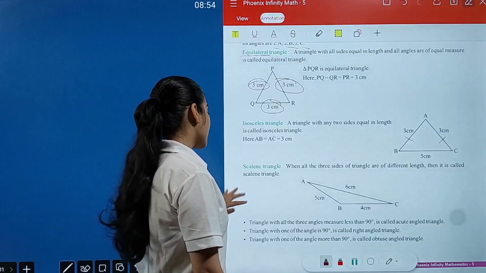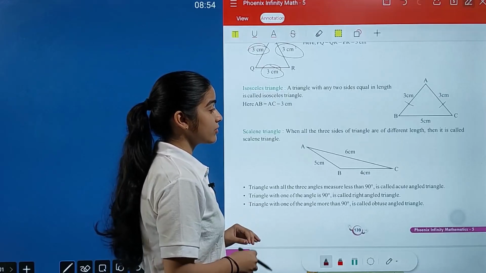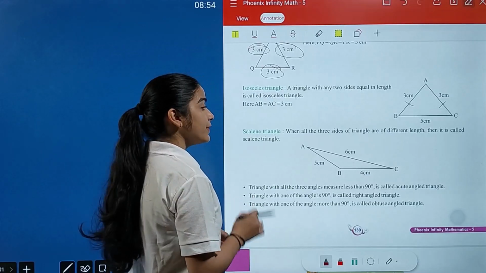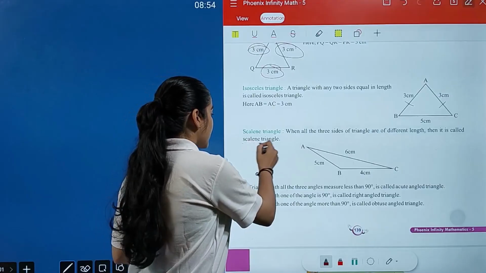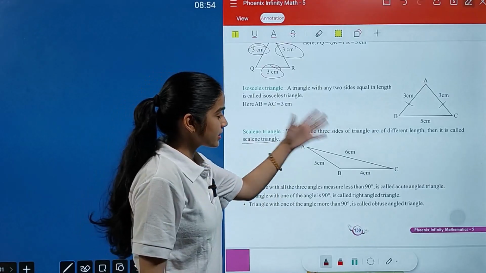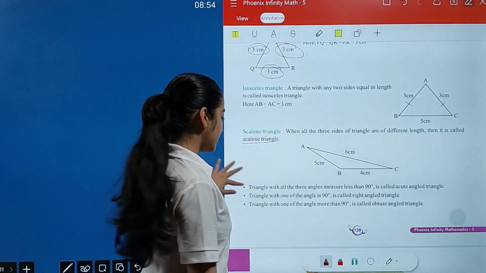Okay. Now we have the scalene triangle. When all three sides of a triangle are of different length, then it is called your scalene triangle. So 5 centimeter, 6 centimeter, 4 centimeter, all three have different measurements.